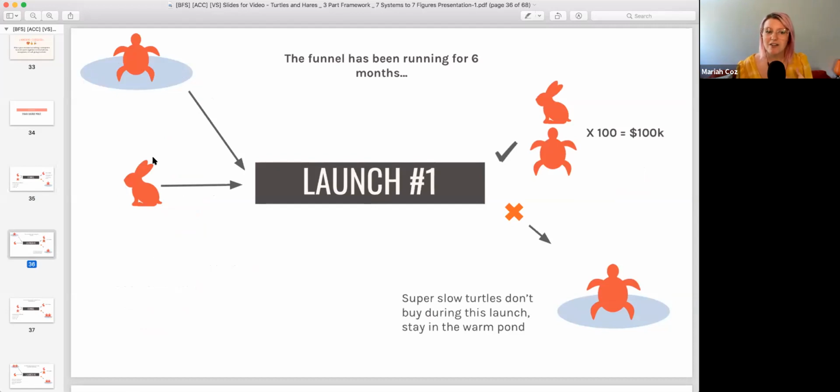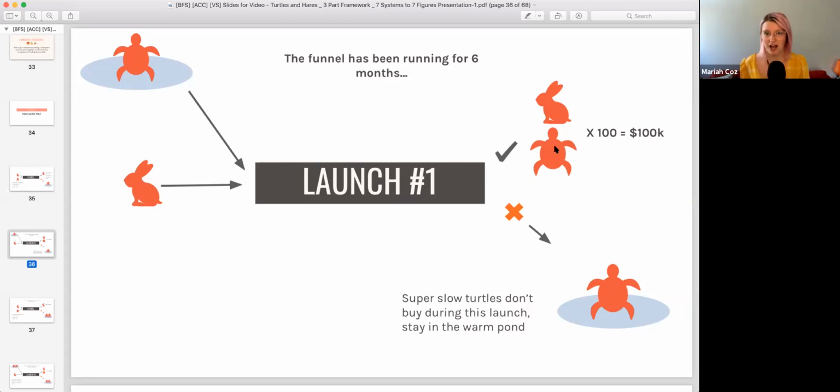But we also have a couple of hares coming in too, because any hare that finds you through the hype of your live launch or through the promotion of your live launch, they are going to purchase during your live launch too. So you have a combination of a bunch of turtles who've been through your funnel and didn't buy, plus the hares coming into your launch.